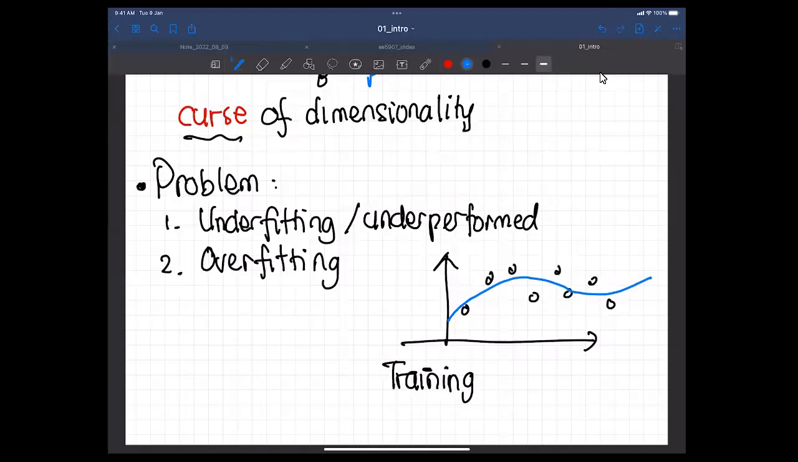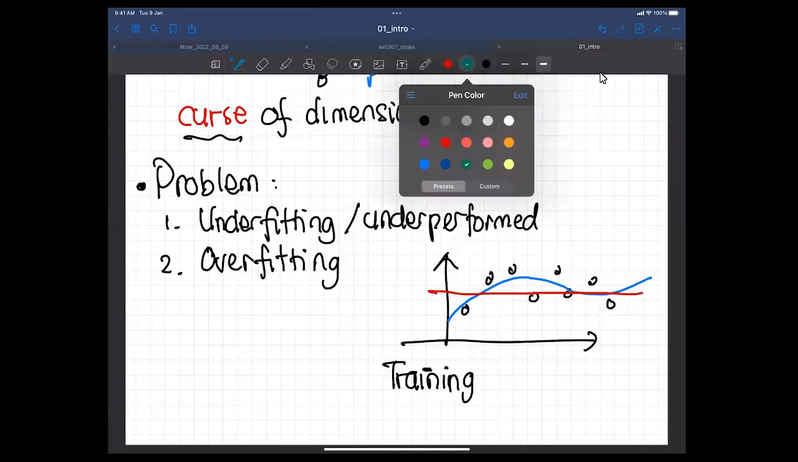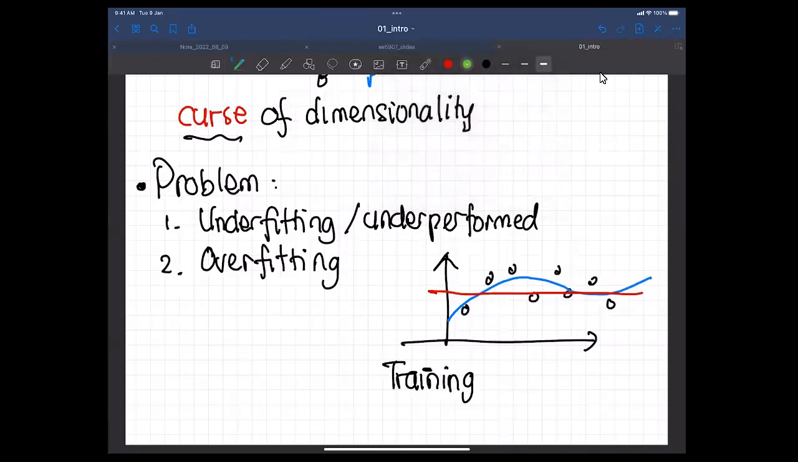The problem of underfitting is that your model is too simple. You learn too simple things, and if you learn too simple things, you might end up with something very simple like that. So the red line here is called underfitting. It underperforms. And overfitting is the opposite way. Overfitting means that you fit this very, very well. Something like that.